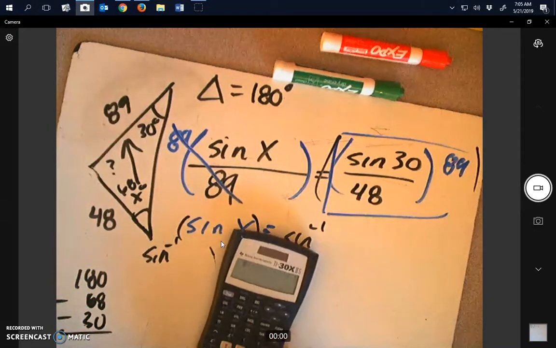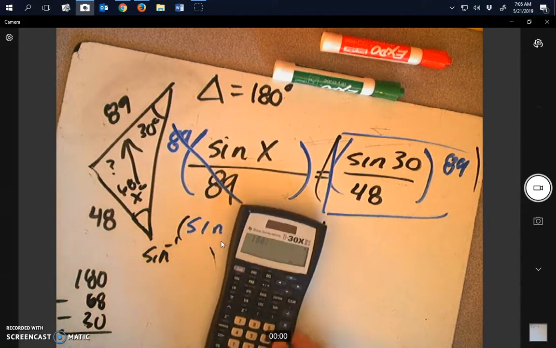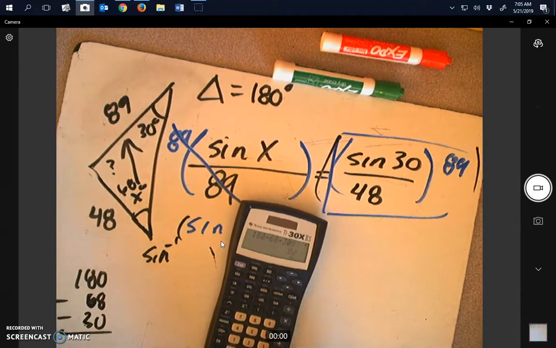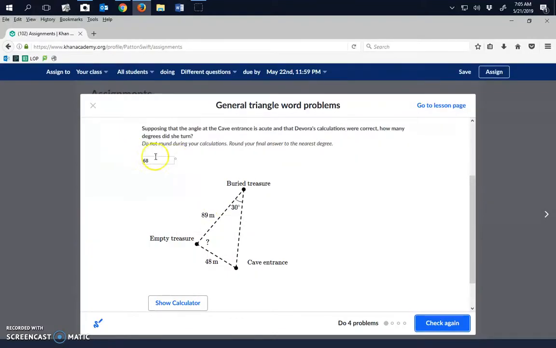And that'll tell us our third measurement. So 180 minus 68 minus 30 gives me 82. So let's try 82. And there we go.